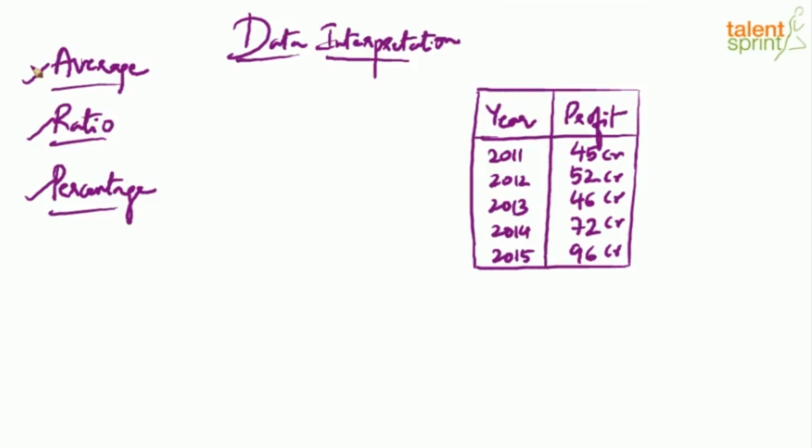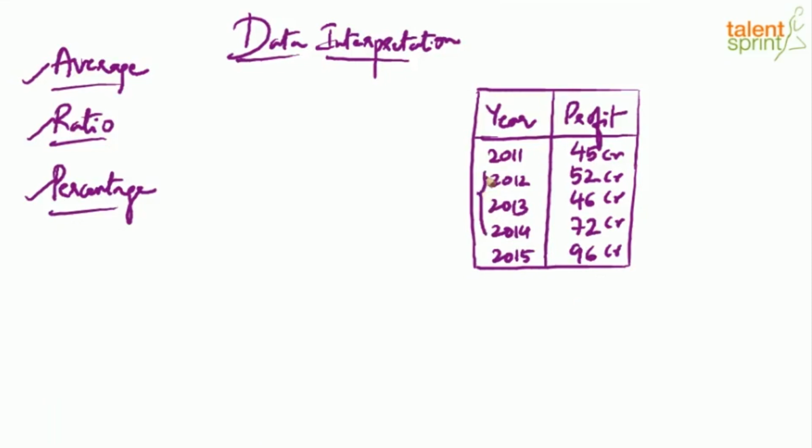However, how can average be tested in data interpretation? He can simply ask you to find out the average of the profit of this company. Average profit is the profit of this company over the years. So what do we do? Take the sum of all these values divided by the number of values, which is 5. So (45 + 52 + 46 + 72 + 96) divided by 5. Or the average of a few years, like what is the average profit of the company from 2012 to 2014.